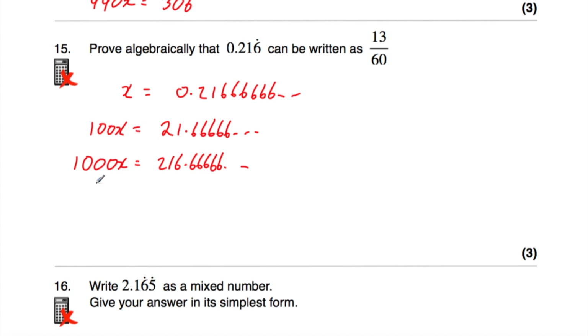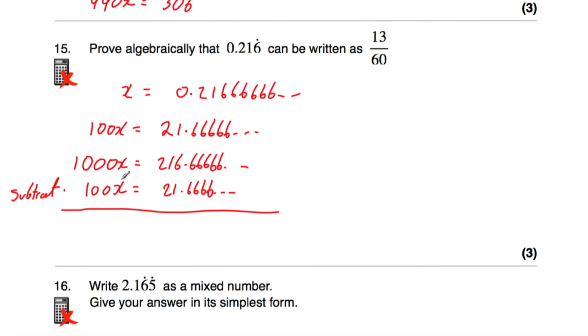So we've got 100x and 1000x. So if we take them away, let's write the 100x beneath. 1000x take away 100x, that would be 900x, and on the right hand side we had 216.66666 and so on. We're taking away 21.66666 and so on. Well, all the bits after the decimal point will cancel out, they'll just become zeros. So you're left with 216, take away 21, that'll be 195. So we've got 900x equals 195. So let's write that down. 900x is equal to 195.